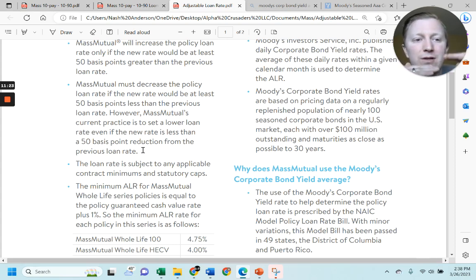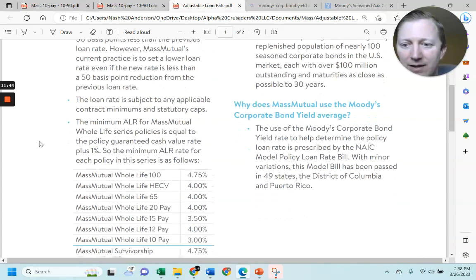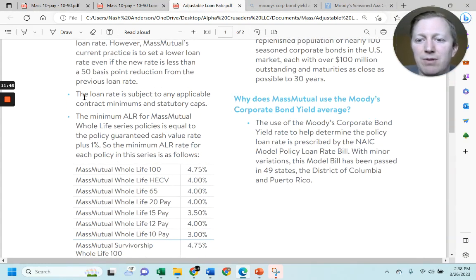In summary, it won't increase unless it's gone up by 50 basis points. Then it would jump up. If it's 0.49% increased on the index, then it wouldn't actually increase your loan rate. But if it goes down by 0.1%, not that 50 basis points reduction, the current practice is to give you that reduction. The loan rate is subject to any applicable contract minimums and statutory caps.